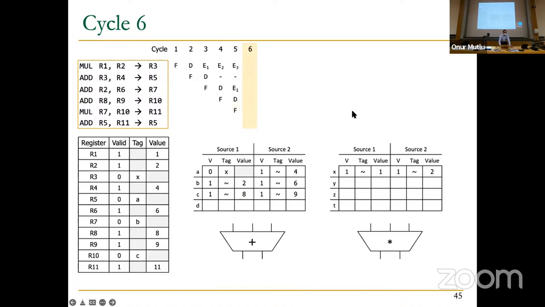So cycle six, next cycle, multiply is happily executing. This add is happily waiting because the source register is not ready, maybe unhappily waiting because it cannot execute. This next add is happily executing.